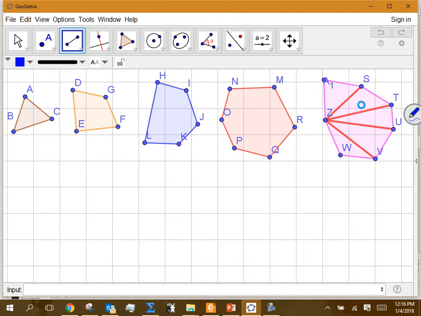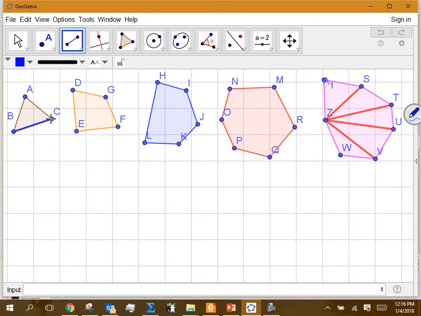So we start at one vertex, and it doesn't matter which one, and then we go to the non-consecutive vertices. If I start with the triangle, a triangle has no diagonals. You cannot start here and go to a non-consecutive vertex because C and A are the only 2 options, and they are both consecutive. Does that make sense?